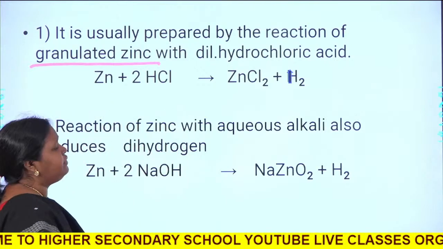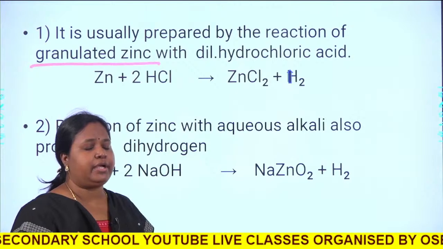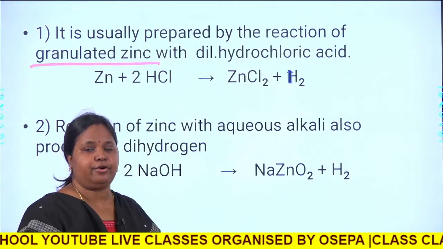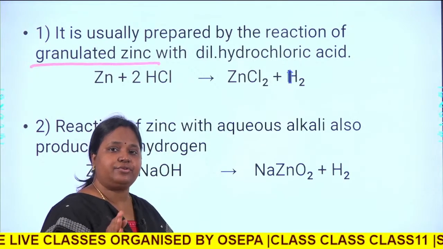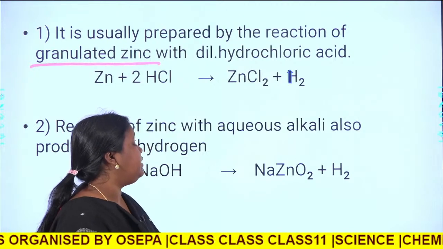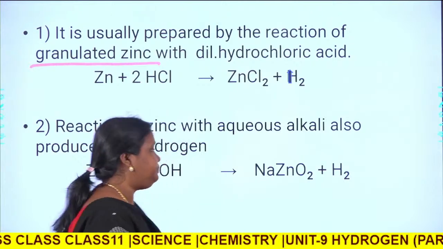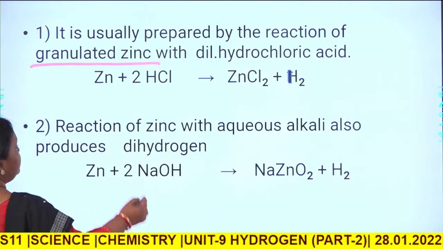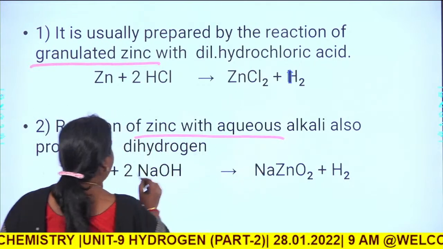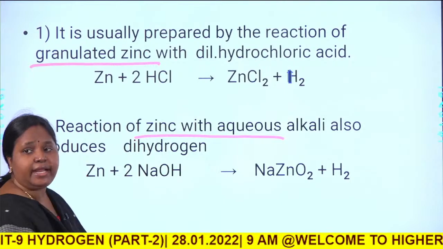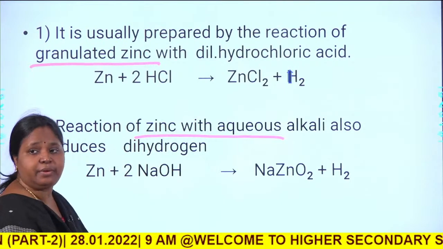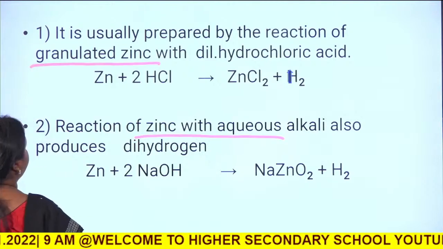Zinc usually reacts with dilute sulfuric acid or hydrochloric acid, producing zinc sulfate or zinc chloride and hydrogen. Also, zinc can react with aqueous alkali producing sodium zincate and hydrogen. These are the two methods of preparation of hydrogen in the laboratory.